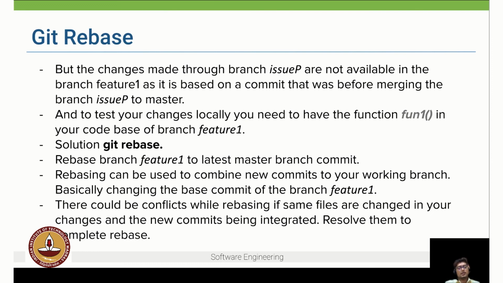So generally speaking, even without fun1 being there in the branch feature 1, you can call that function and you can make the code changes and you can merge it to the master branch. But the problem will be if fun1 is not available locally on your feature 1 branch, you won't be able to test the changes because it will give an error when your code tries to call fun1. So if you want to test the changes, you will have to do a git rebase. What will rebase do? It will incorporate the latest changes from master branch to feature 1 branch.